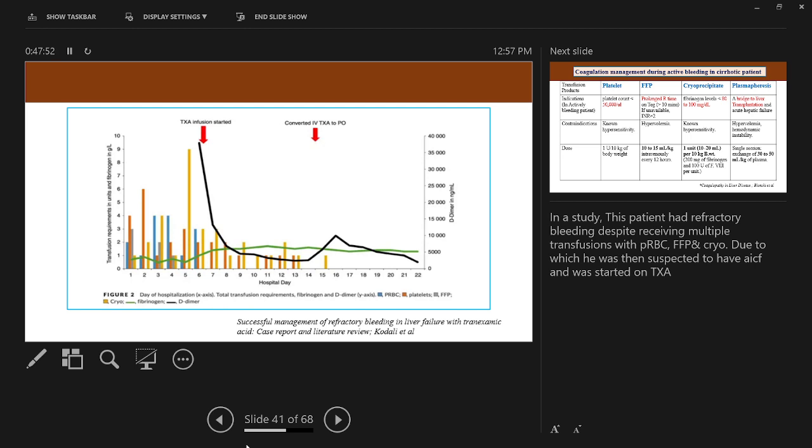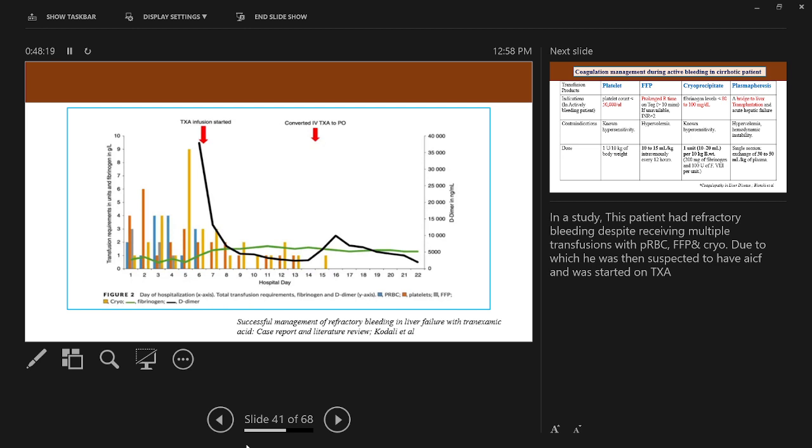So this is a very often quoted case report. Kodali et al. have seen that in a patient who is refractory to many therapies in the ED, a cirrhotic patient who has come with severe bleeding, they have done a lot of transfusions. Like PRBC transfusion, FFP, cryoprecipitate, and as you can see, multiple platelet transfusions, everything.